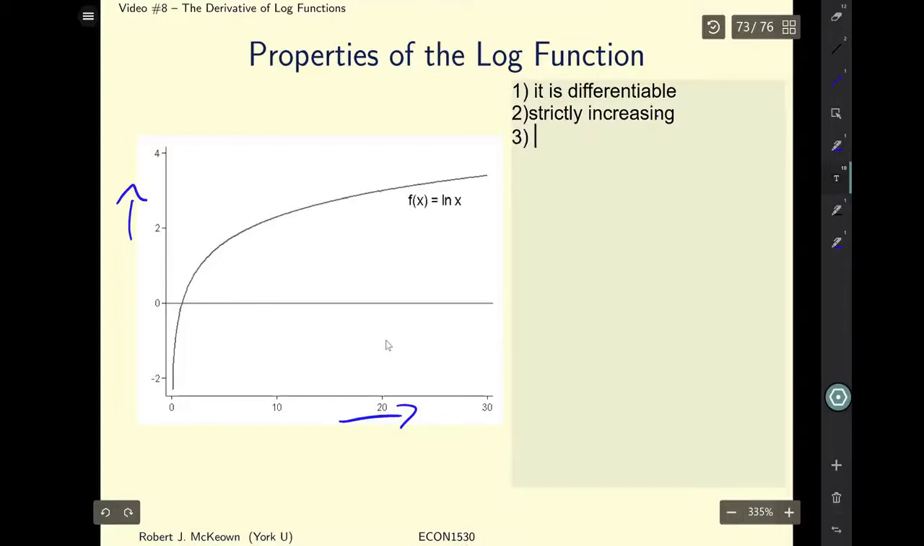3, what shape is this? Well, it's concave. F double prime is going to be less than 0. So the function is increasing, but it's increasing at a decreasing rate.